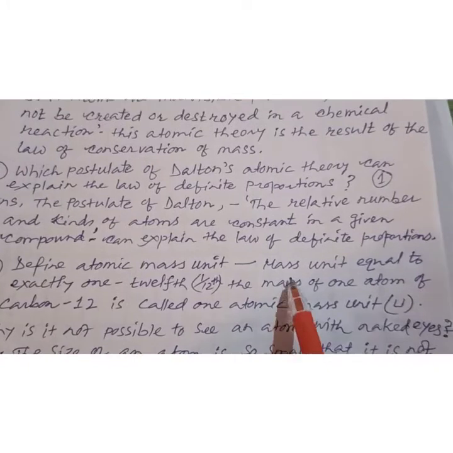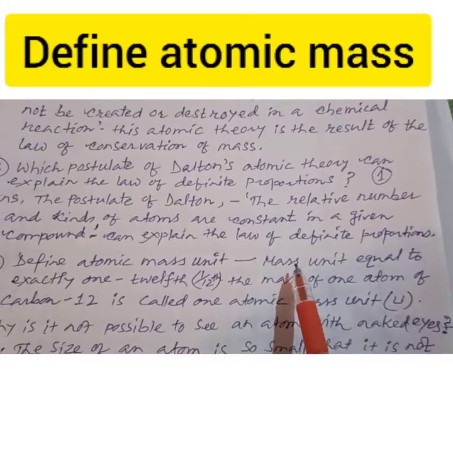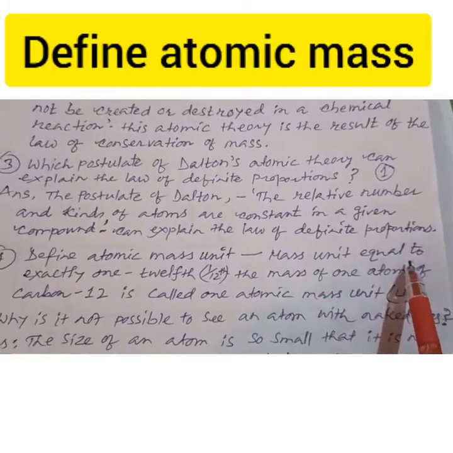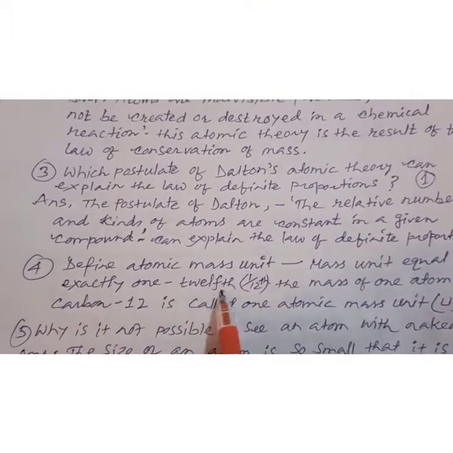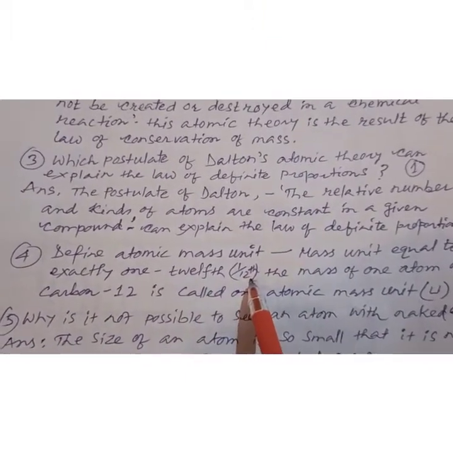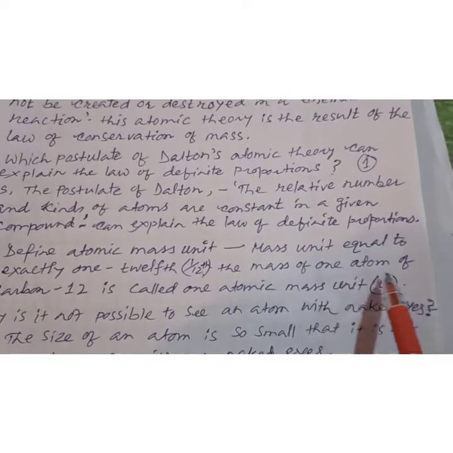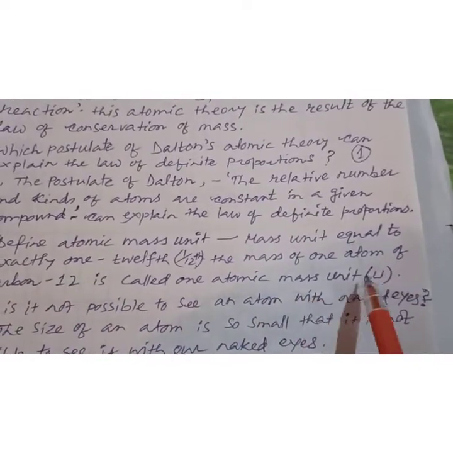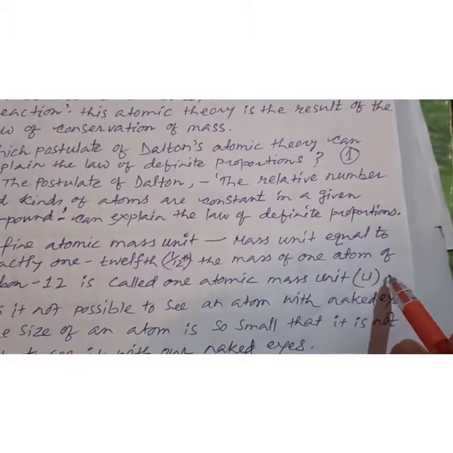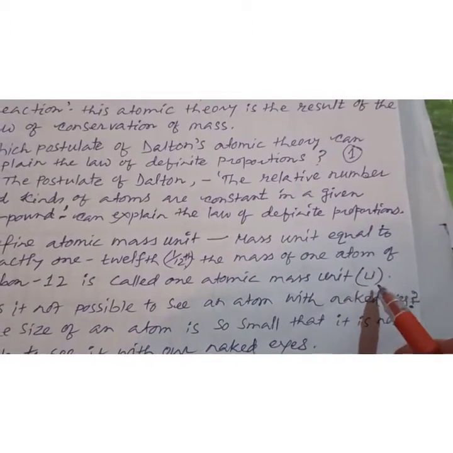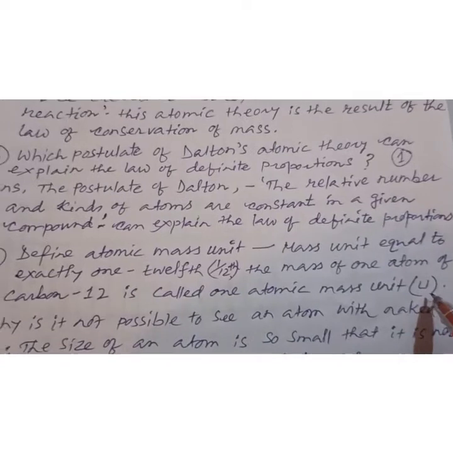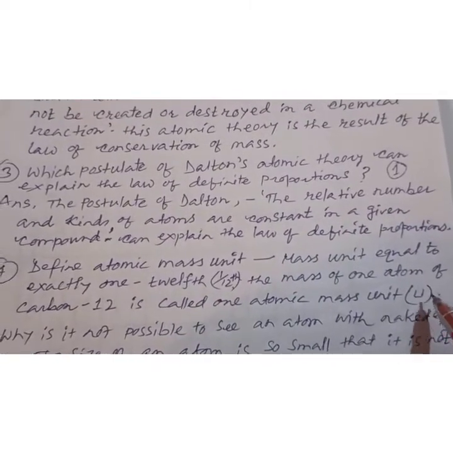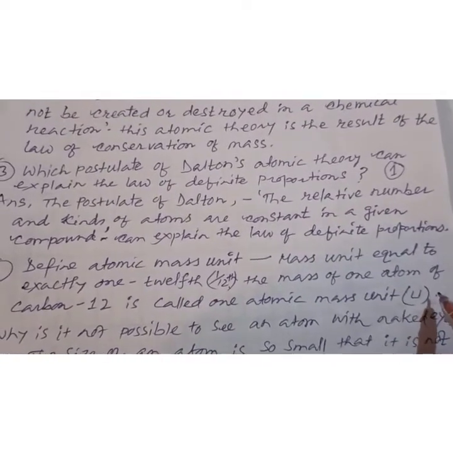So that is very easy. In earlier classes also you have got this one. So what is the atomic mass unit equal to? Exactly 1/12. The mass of one atom of carbon-12 is called 1 atomic mass unit. The symbol is amu. Nowadays it is just written as u, only u. So you can represent it by using the letter u.